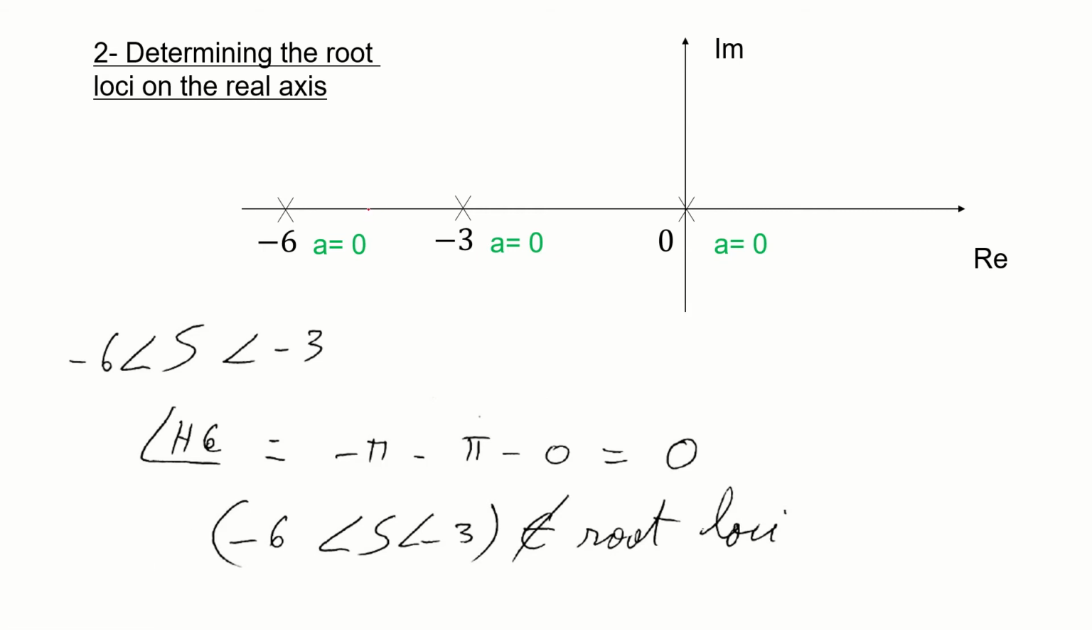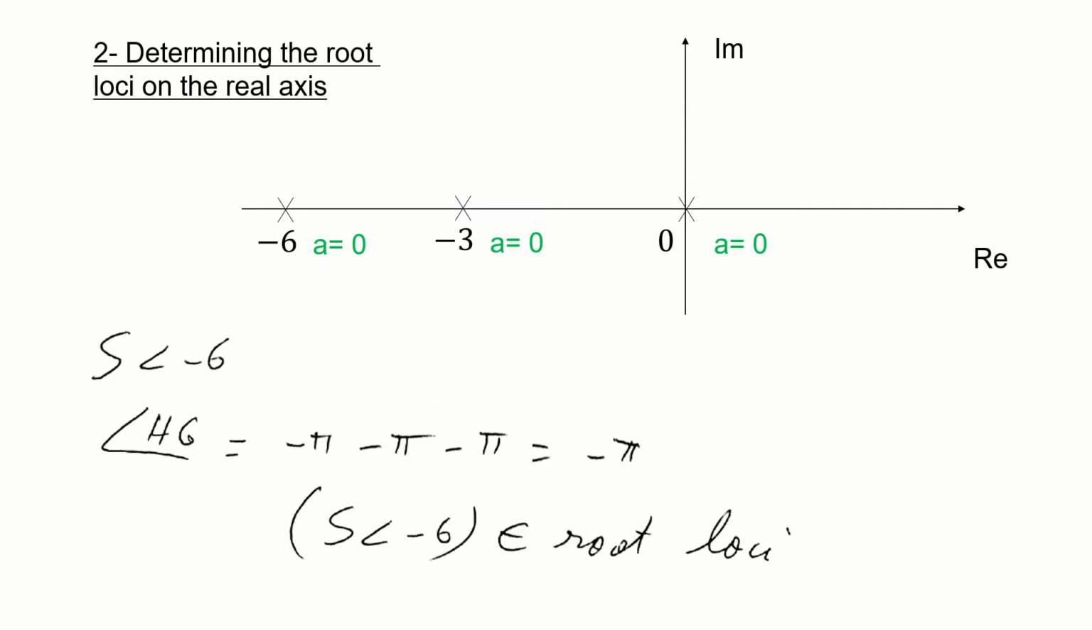We'll continue with a test point S between -6 and -3. S minus S1 will have an angle of pi, S minus S2 will have an angle of pi, and S minus S3 will have an angle of 0. So the total angle is equal to 0 plus or minus 2 pi. And by that, the branch between -6 and -3 does not belong to the root locus.